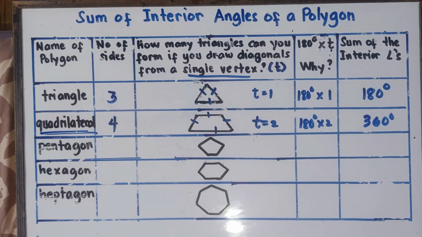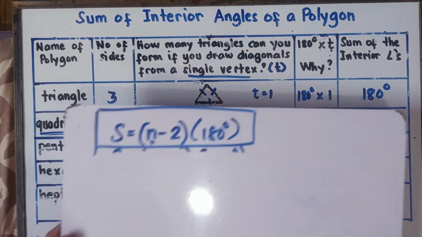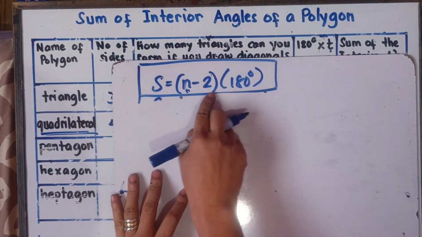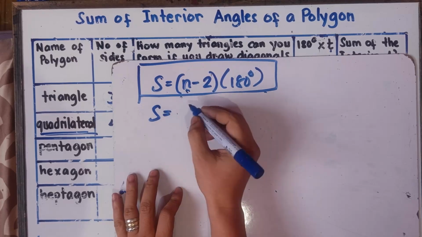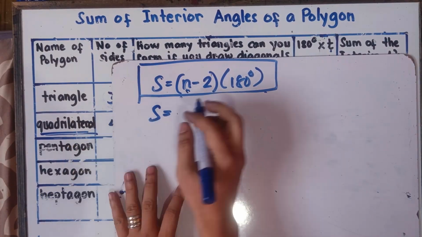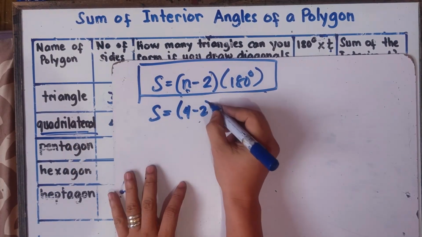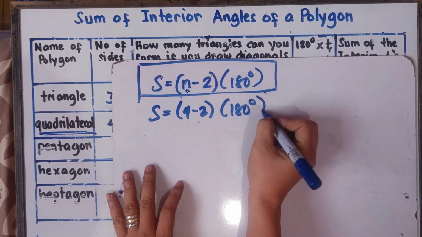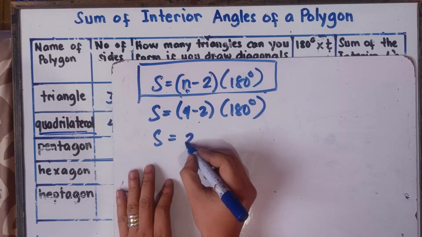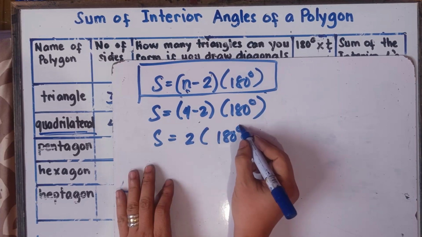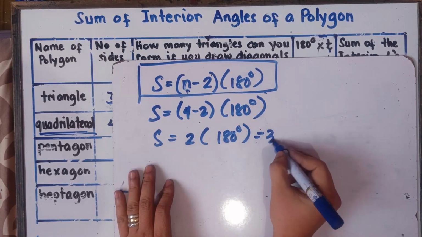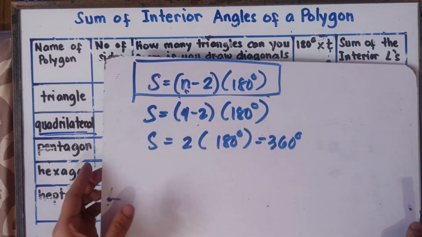Or you can use this formula, class. Once again, you can use this one. The sum of interior angles, so S is equal to the number of sides of a quadrilateral, that would be 4 sides. So 4 minus 2 times 180 degrees. So 4 minus 2 is 2 times 180 degrees. 180 times 2 would be 360. You will have the same answer, class.